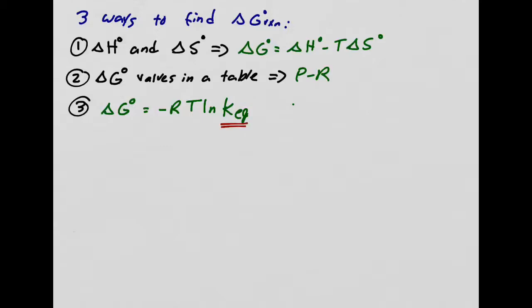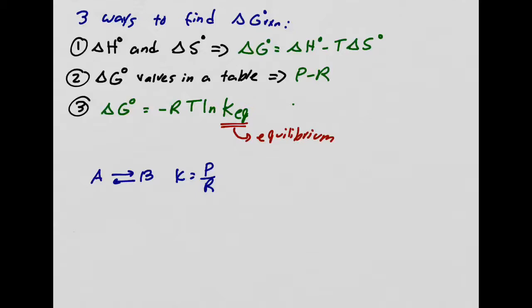Now, K equilibrium, that's the equilibrium constant. Now, let's talk about this a little bit. If you remember, when we have equilibrium, we have A going to B, okay? And the equilibrium constant is always products over reactants, okay? Now, again, we're trying to reach equilibrium. Energy is a driving force for reactions. So the tendency for a reaction to reach equilibrium is driven by Gibbs free energy.